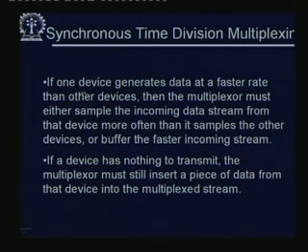Now, if one device generates data at a faster rate than other devices, then the multiplexer must either sample the incoming data stream from that device more often than it samples the other devices, or buffer the faster incoming stream. If a device has nothing to transmit, the multiplexer still must insert a piece of data from that device into the multiplex stream. It may be dummy data.